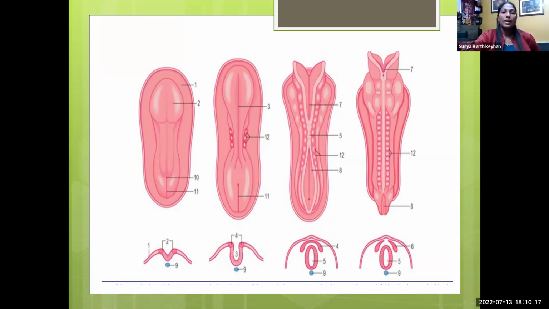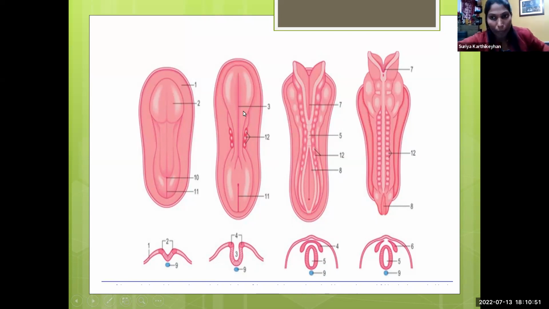What happens is, in this ectoderm, in the neuroectoderm, there appears a depression in the midline. This depression is called the neural plate. What happens to this neural plate? It deepens further to form the neural folds on either side. The neural folds connect posteriorly to form the neural tube.